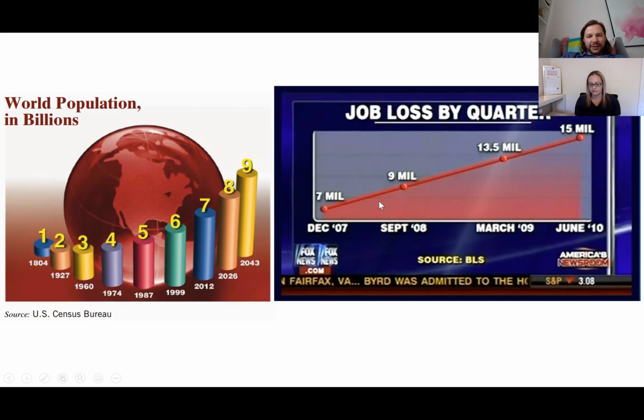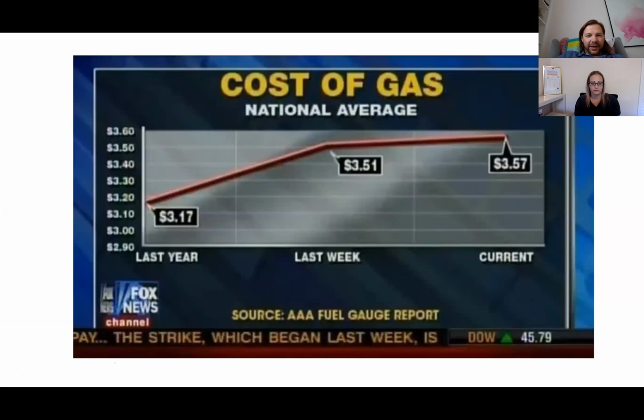This chart suggests that there's a clear linear increase in job loss by quarter, but we have no idea what actually happens. Like after September 08, before March 09, you could have what happened in December, which might have been a job increase point, because there's usually a seasonal increase in December. So I don't know. And this next one, the cost of gas.